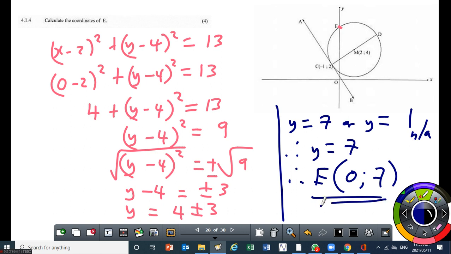Don't forget, the question is saying calculate the coordinates. So in the end, we must say, therefore, at point E, x is 0, y is 7. And look at the mark allocation, it means you have to do some working out. You can't just write one line when the question is 4 marks.